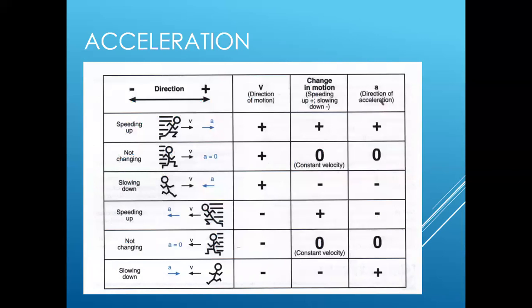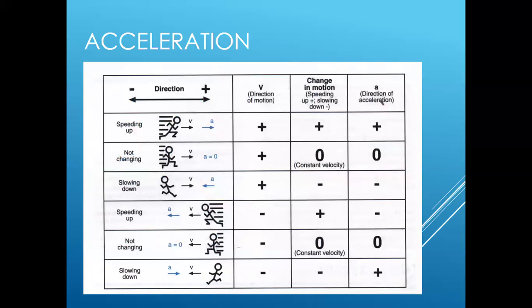So if we look at somebody who's moving, to the right is a positive direction, to the left is a negative direction. In the first row, the person is speeding up in a positive direction. So the direction is positive and the change in motion is positive. Therefore, the acceleration is positive. Second row, the person is not changing their velocity, meaning their velocity is constant. There's no change in their velocity, and the direction of motion is positive. Therefore, there is no acceleration because there's no change in velocity.